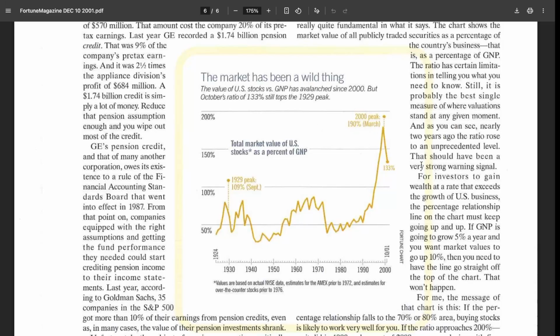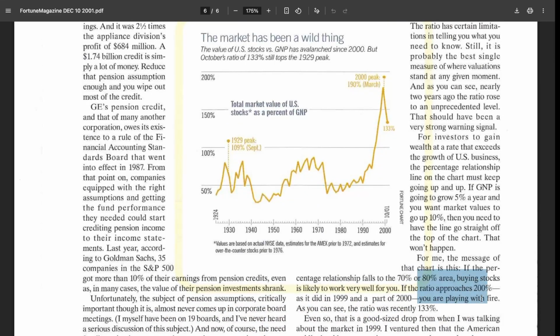But basically he said, if you just look at this, when this reaches some extreme level, like near 200%, then in his words, you are playing with fire. He says if you buy between the 70 to 80% area, it's likely to work out well for you. We can see historically, looking at this graph here, it looks like it's been between 40 and 80% for most of the time. But this doesn't look at the last 25 years. Remember, this article was 2001.